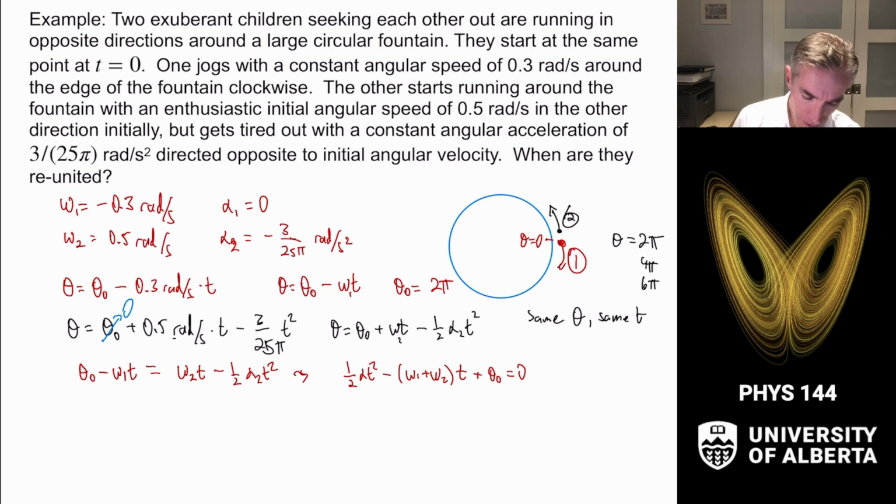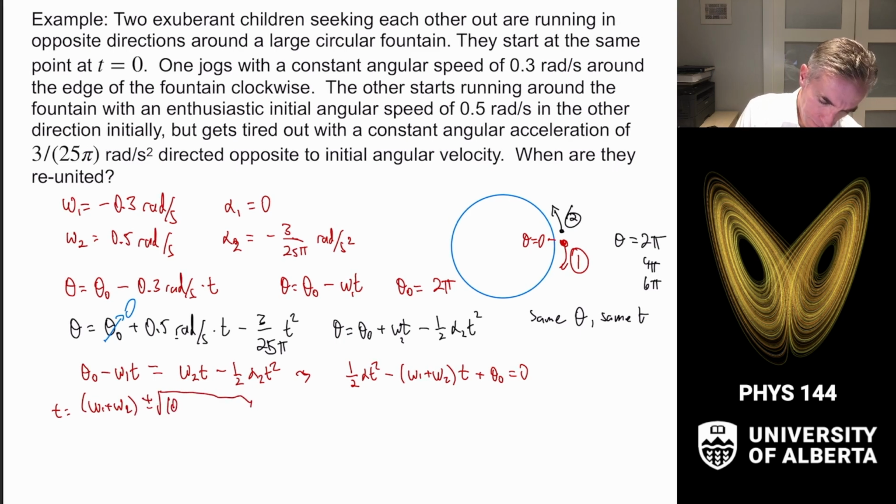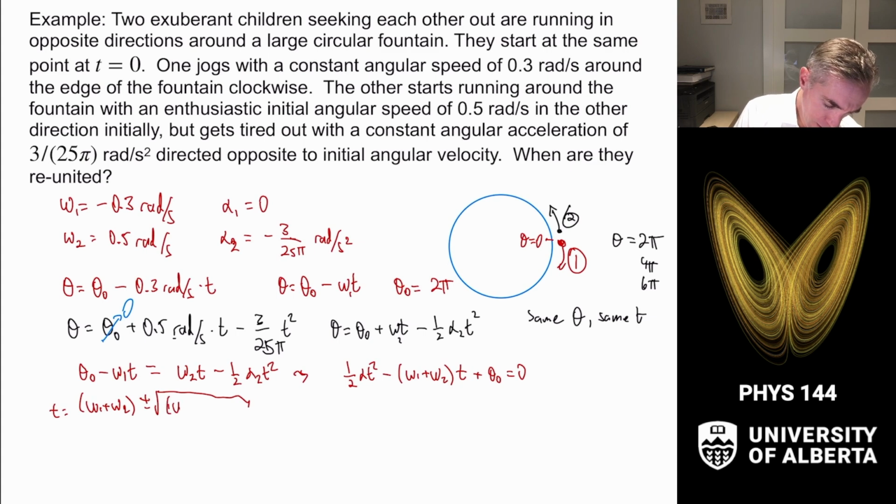So then if we plug this in, we solve for our values. We get that the times are equal to omega 1 plus omega 2 plus or minus the square root of omega 1 plus omega 2 quantity squared minus 4 times a, which is 1/2 alpha there.